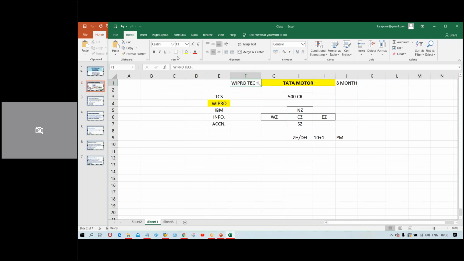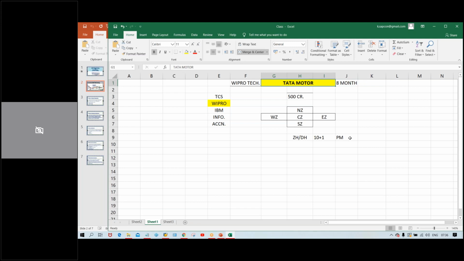Wipro Technology is going to do this implementation, just assume. This is the company which is doing the implementation, and this is the company where the implementation is going to be done, right? So for Wipro Technology, who is the client? Tata Motor is the client. It is quite simple to understand. The deadline given by the client is that within 8 months this project must be implemented, in the sense that SAP must be implemented in Tata Motor. So now what is happening, guys?